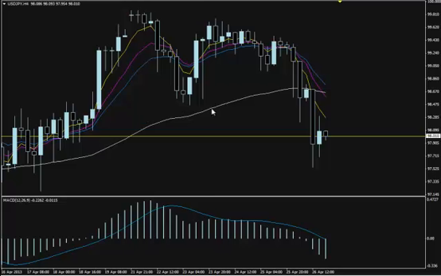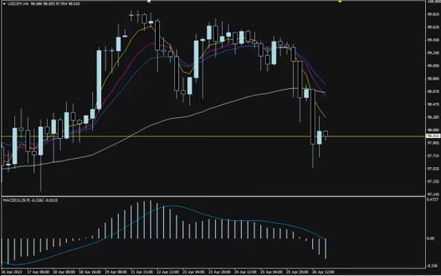And I am also using the MACD. You see the histogram. This is the zero line, and this blue line is the signal line. When the histogram is above the zero line, it's bullish. When the histogram is below the zero line, it's bearish. And we get certain signals from the combination of these elements.